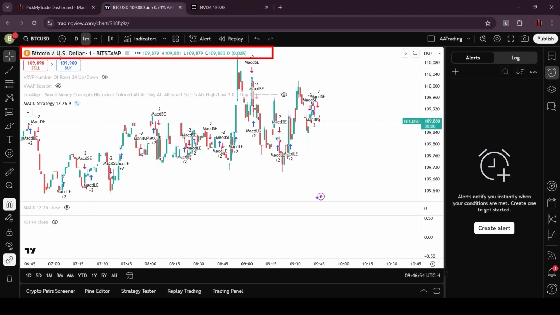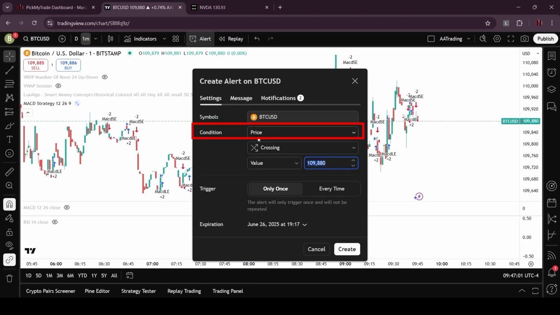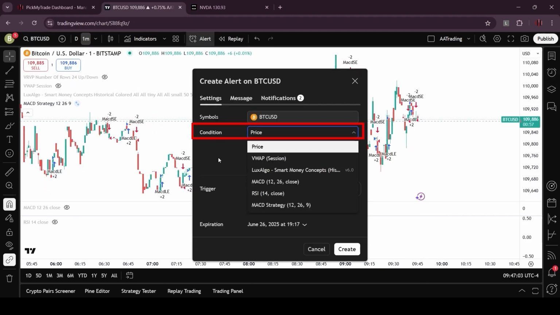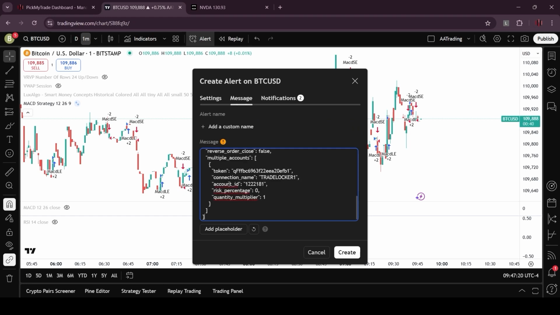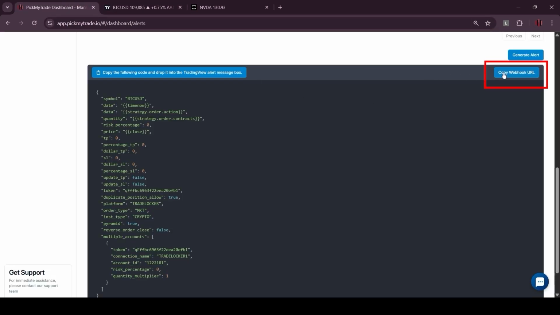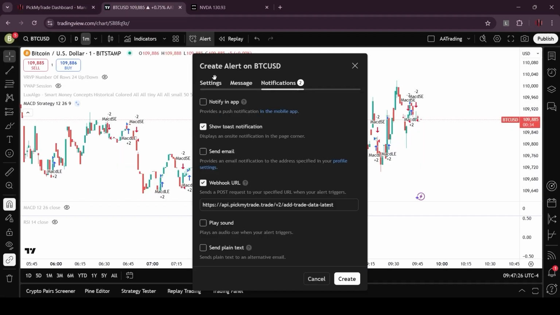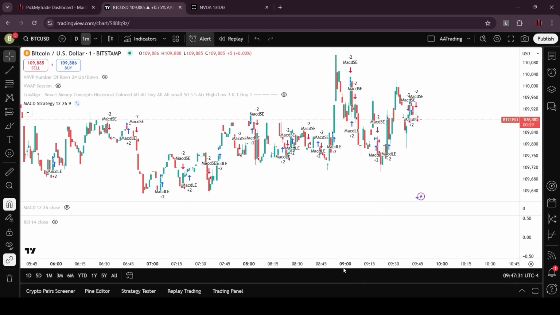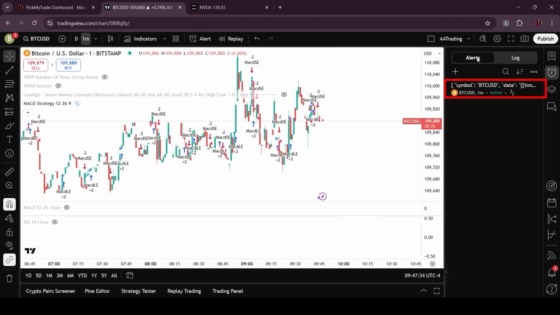As you can see, I have a Bitcoin chart here. Now we will go to the Alert tab. Then, under the condition, make sure to select the strategy. In the message box, paste the copied JSON. Then again, from PickMyTrade, we will copy this webhook URL, and then we will move to this notification panel in TradingView, and we will paste this URL here. Then click on Create Alert. So here you can see the alert is generated.